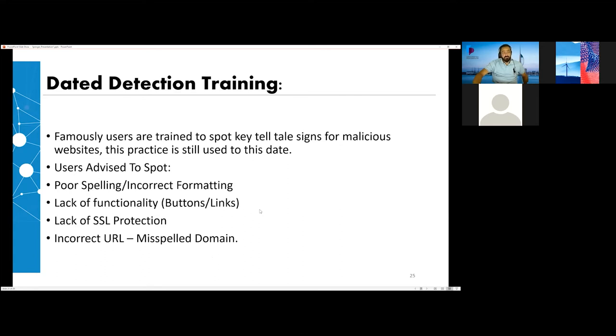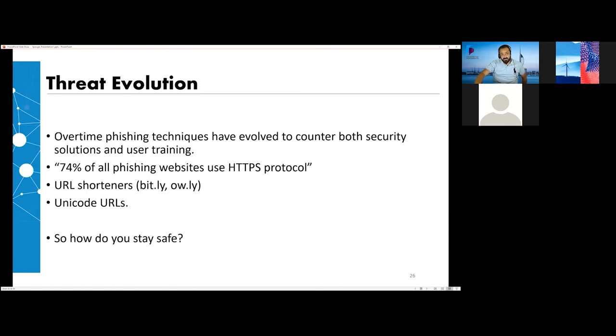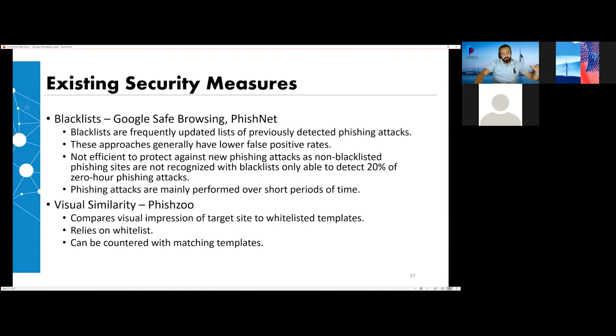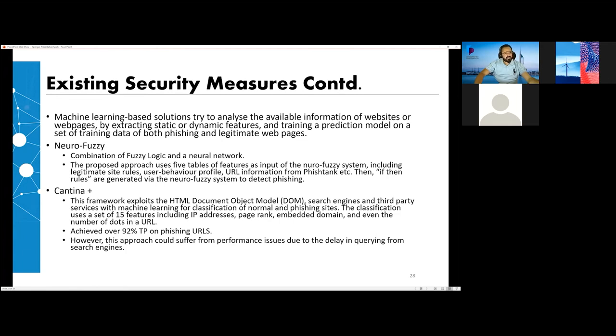So basically, what can you currently do to detect phishing? Phishers use poor spelling, and there is lack of functionality in buttons and links, SSL protection, incorrect URLs. This is what is currently used to detect phishing. However, as you can understand, it's not sufficient. All of this is what is currently available: blacklisting, visual similarity, etc. But as you understand, it's not sufficient because we have many companies being compromised from phishing attacks.